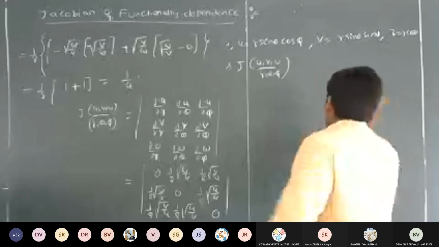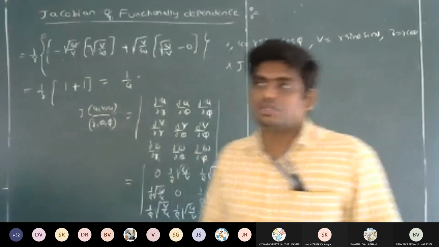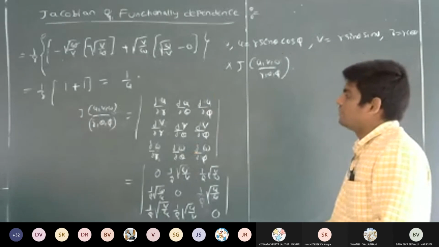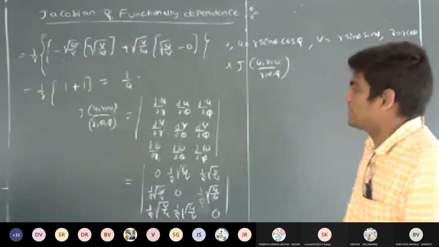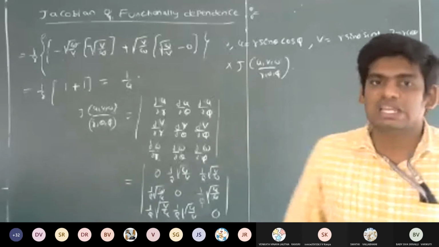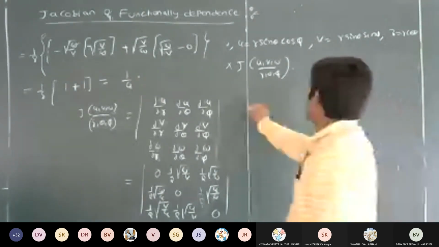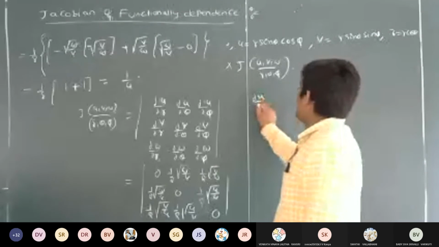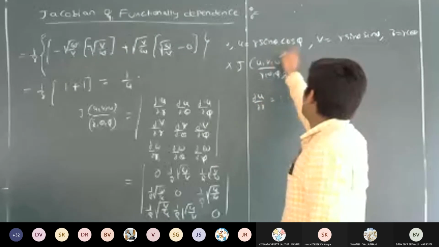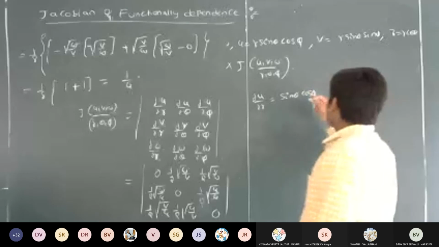We already solved this problem in the multiple integral concept. That is the Jacobian of u, v, w with respect to r, theta, phi. Here u, v, w are nothing but the spherical polar coordinates. Next, what is ∂u/∂r? From this, sin theta into cos phi.